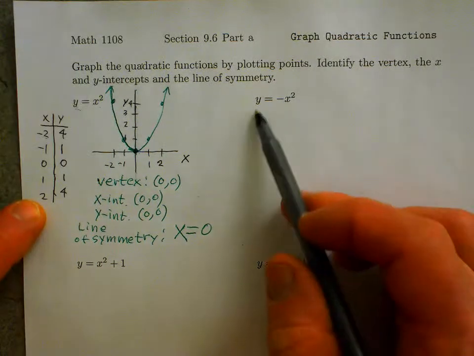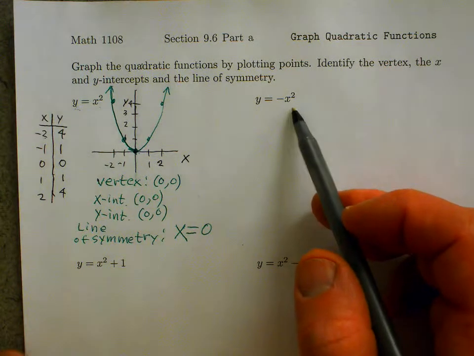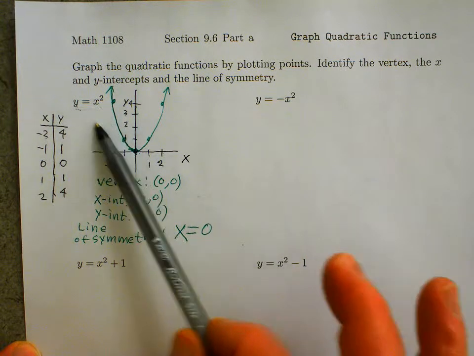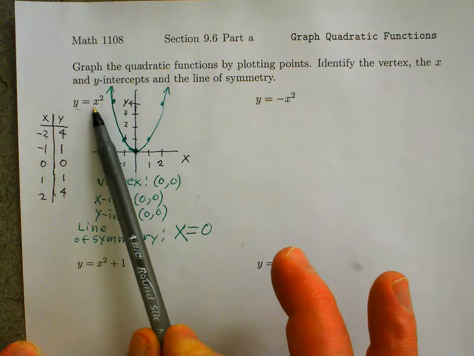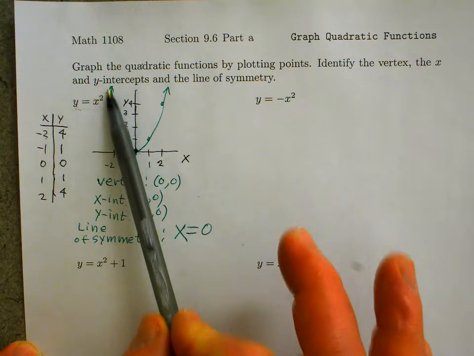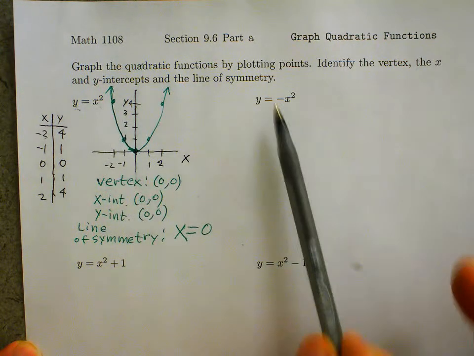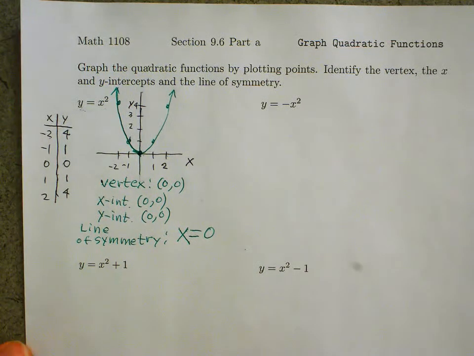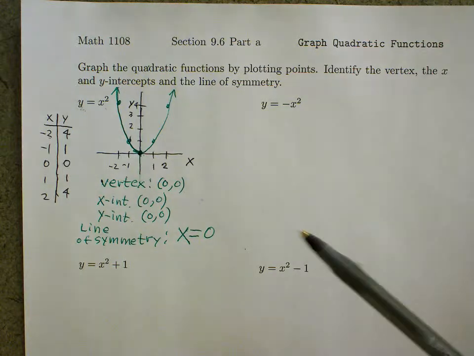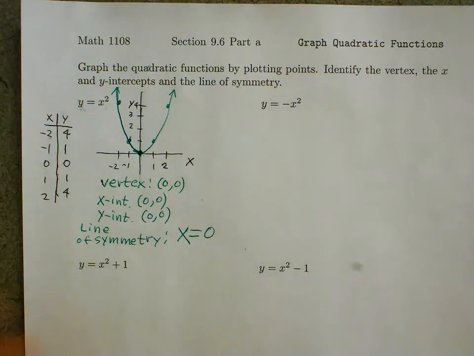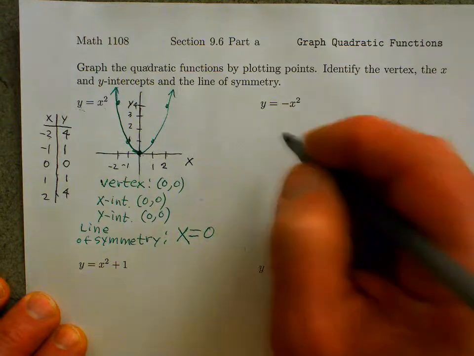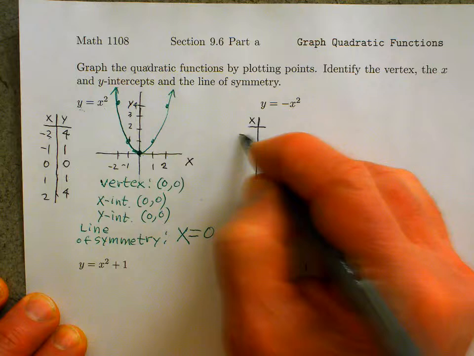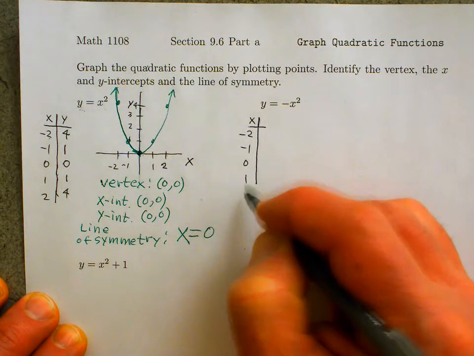Okay, the next one, y equals negative x squared. In the example that we just finished, y equals x squared, the coefficient of x squared is 1, so we should expect a parabola that opens up. For this function, the coefficient of x squared is negative 1, so we're expecting a parabola that opens downward. For this one, let's use the same x values that I chose in the previous one. -2, -1, 0, 1, and 2.